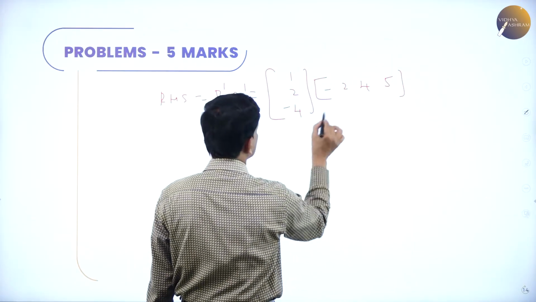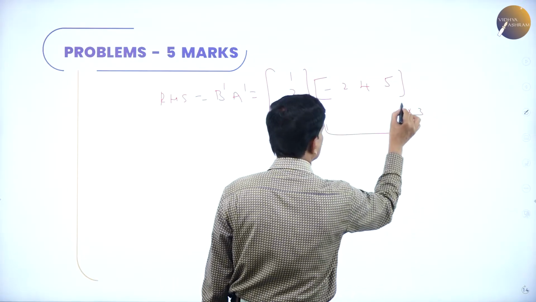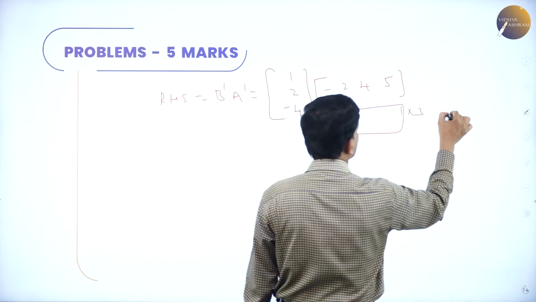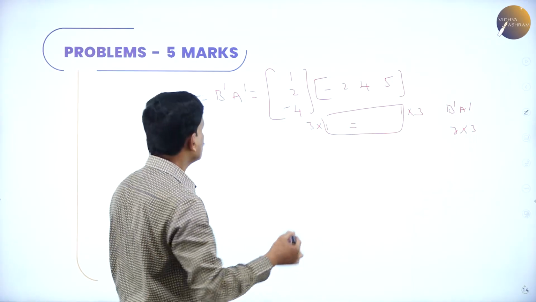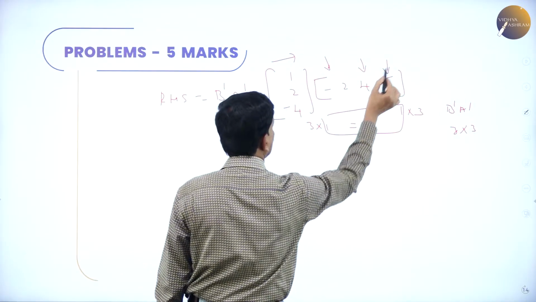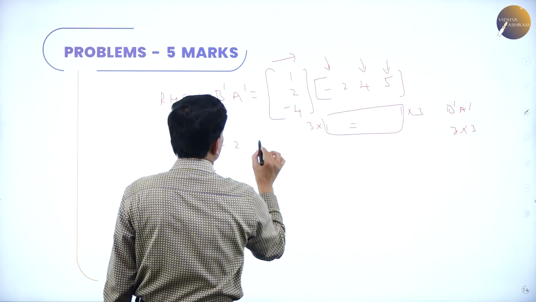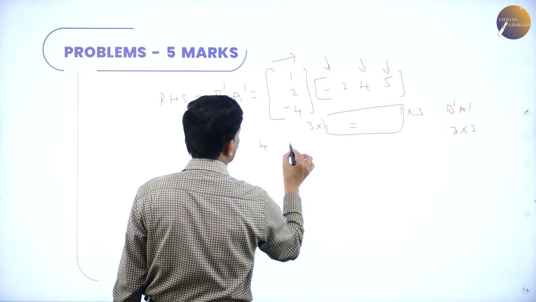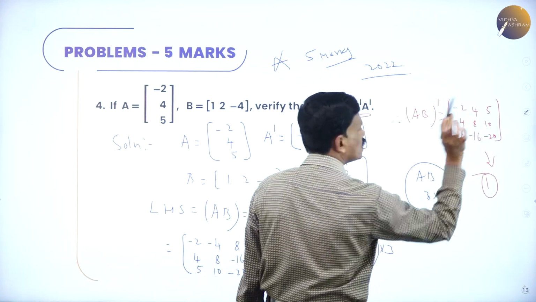Now verify, this is 3 rows, 1 column. 1 row, 3 columns. These two are equal. We can multiply and the matrix we are going to obtain is of order 3 rows, 3 columns. Same as usual. First row, first column, second column and third column. See here, 1 2s are 2, minus 2. 1 4s are 4, 1 5s are 5. So minus 2, 4, 5 is the first row.